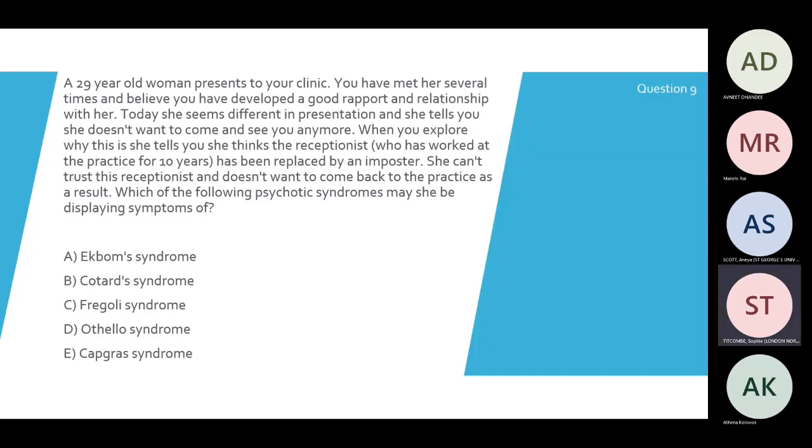So penultimate question for today. A 29-year-old woman presents to your clinic. You've met her several times and believe you've developed good rapport and relationship with her. But today she seems different in presentation and she tells you she doesn't want to come and see you anymore. When you ask her why, she tells you she thinks that the receptionist, who is the same person that has worked at the practice for 10 years, has been replaced by an imposter. She says that she can't trust this receptionist and doesn't want to come back to the practice as a result. Which of the following psychotic syndromes may she be displaying symptoms of?